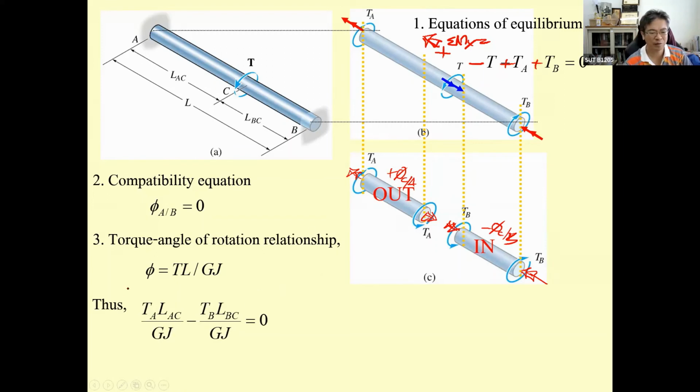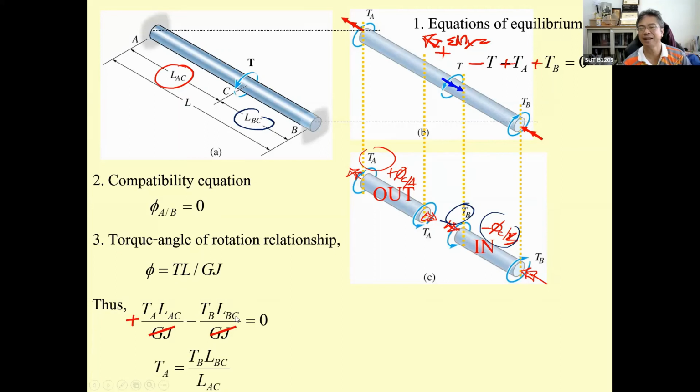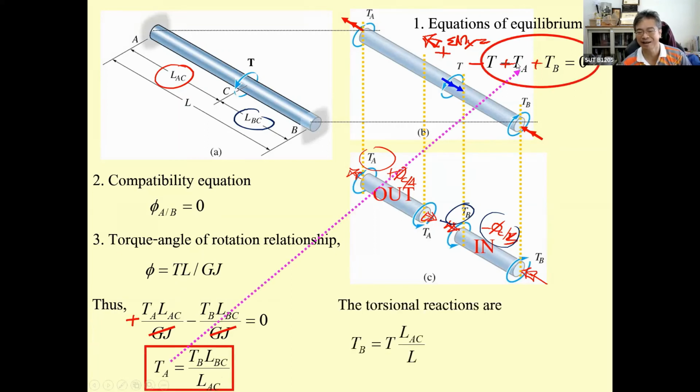For this one, positive T sub A, L sub AC, and then GJ. Another one, you just put it into this one, and it's going to be T sub B and L sub BC, and then GJ. And then you just cut this one, you get the T sub A. You put the T sub A into this equation, you get T sub B. Okay, that is as simple as before.